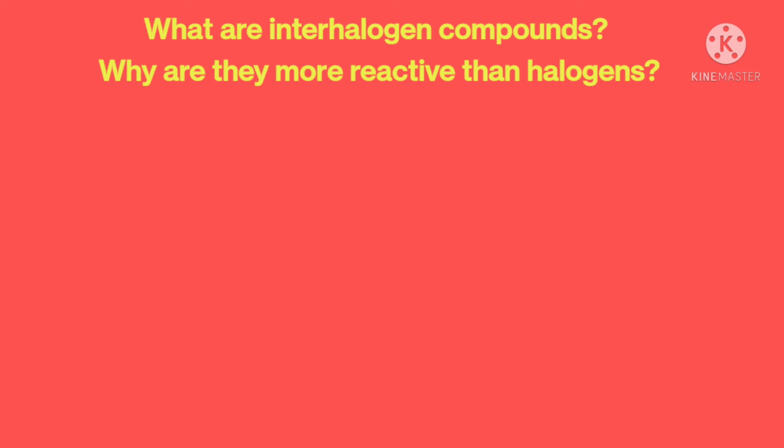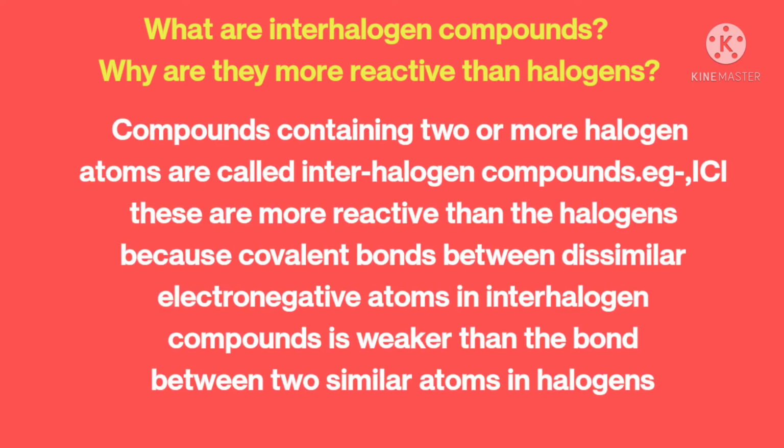What are interhalogen compounds? Why are they more reactive than halogens? Compounds which contain 2 or more halogen atoms are called interhalogen compounds. For example, ICl. These are more reactive than halogens because covalent bonds between dissimilar electronegative atoms in interhalogen compounds is weaker than the bond between two similar atoms in halogens.